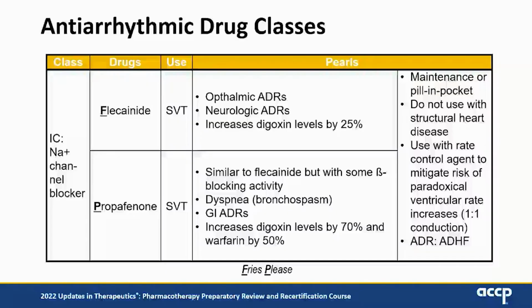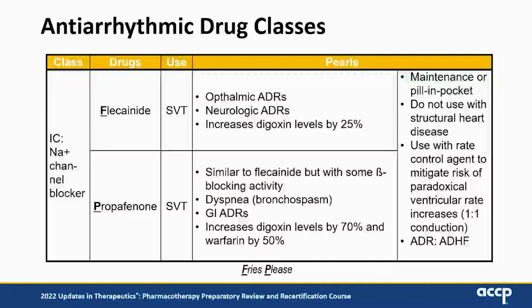These drugs increase the atrial to ventricular impulse conduction. So we can actually see a paradoxical increase in ventricular rate. And so because of this, when these are used for chronic therapy, then we want to make sure we have a rate control agent on board to help prevent that potential increase in ventricular rate.